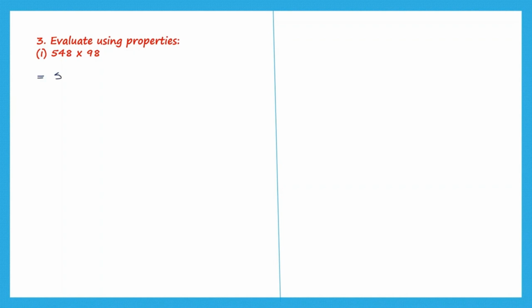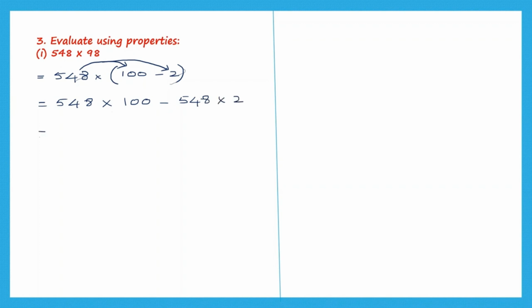So 548 will remain the same into, in brackets, instead of 98, I can write 100 minus 2. I'm using the distributive property. Minus, now I need to multiply this with 2. So that will be 548 into 2. So this will be 548 into 100 is easy, 548, and I add the two zeros, minus 548 into 2. Let's do that. 548 into 2. 2 8s are 16, carry 1. 2 4s are 8 plus 1, 9. 2 5s are 10. I've got 1096.